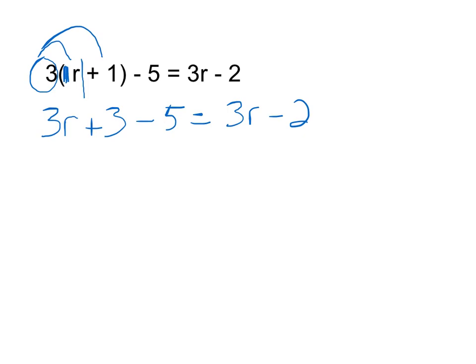Okay. Now what I can do is look and see, have I simplified both sides? The answer is no, that left side is still not simplified. Okay, if I look at this left side, I can combine my like terms, my constants, my regular numbers.